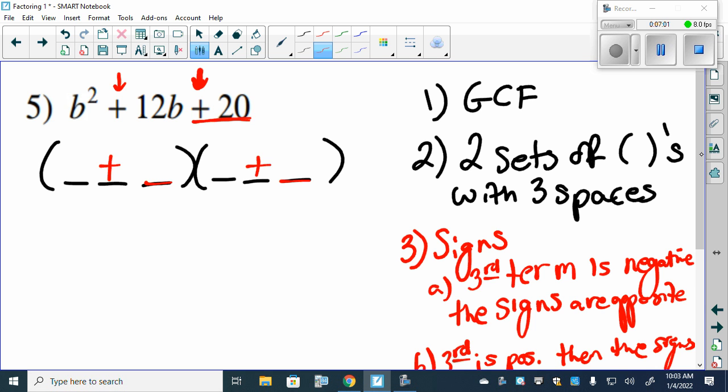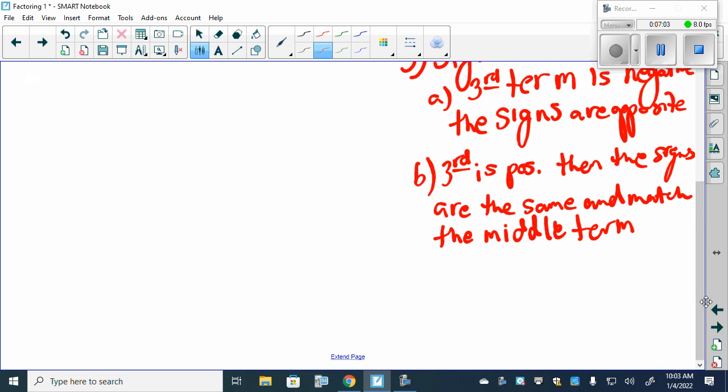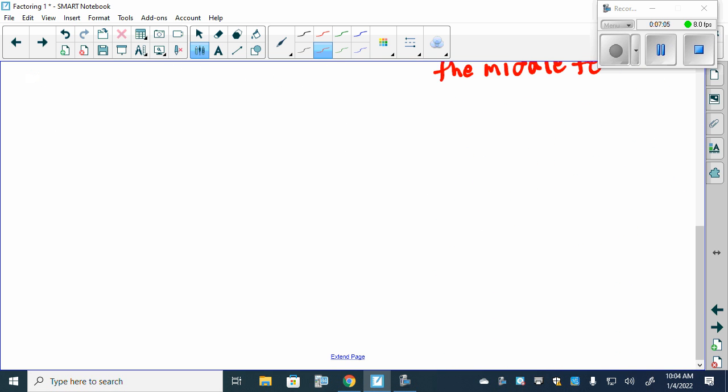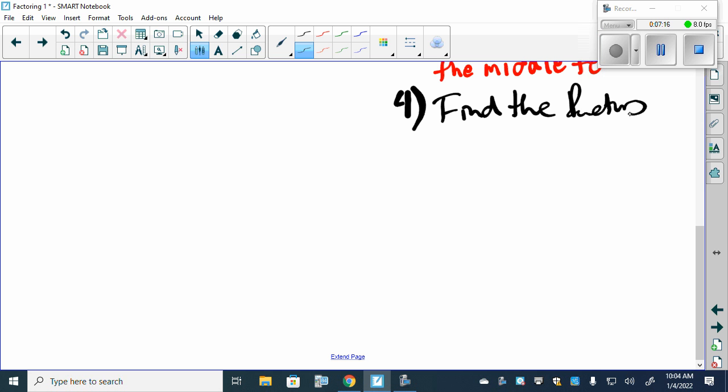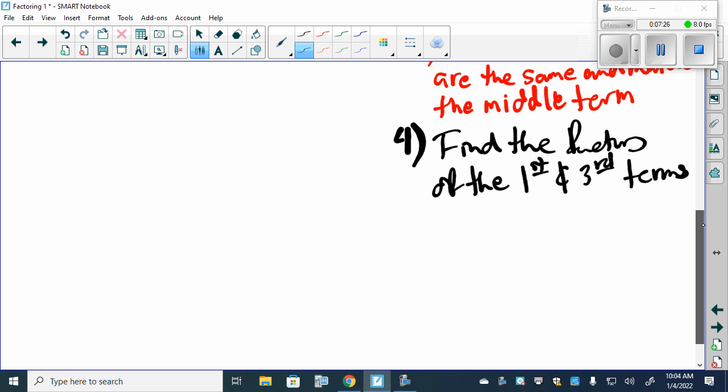So that takes us through steps 1 through 3, which really brings us to step number 4, which is to find the factors of the first and third terms.